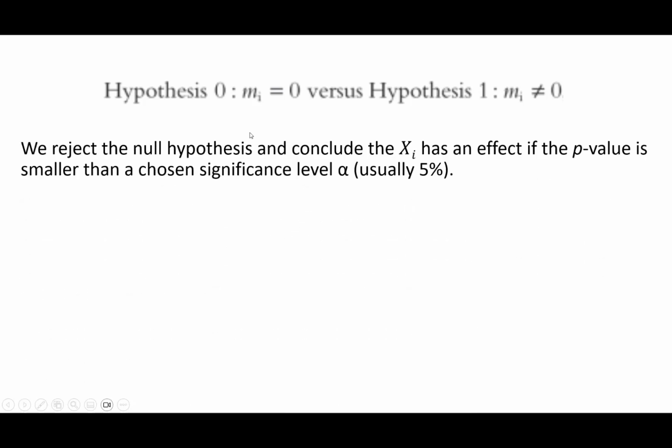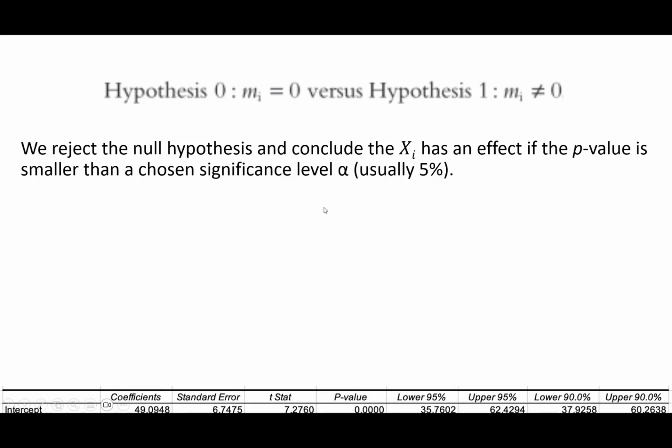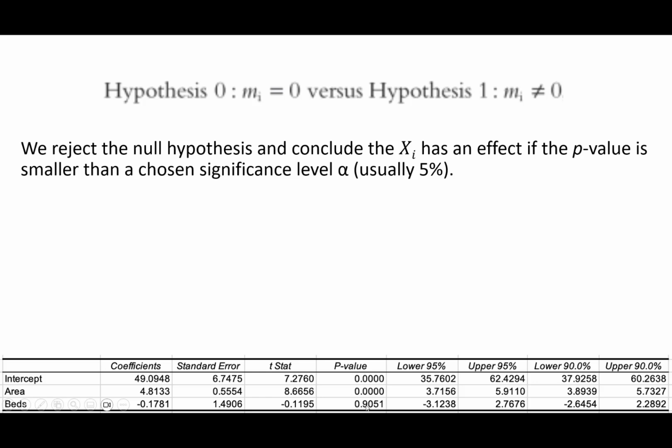So we reject this null hypothesis that the slope is 0 and conclude that any one of the x's has an effect if the p-value is smaller than some chosen significance level alpha, which is usually 5%. So we just saw a value of 0.90, which is much bigger than 0.05, 5%. So we would therefore say this p is well above our significance level. Therefore, we would go back to the data and not include bedrooms in our equation to be able to calculate the impact of area on price.